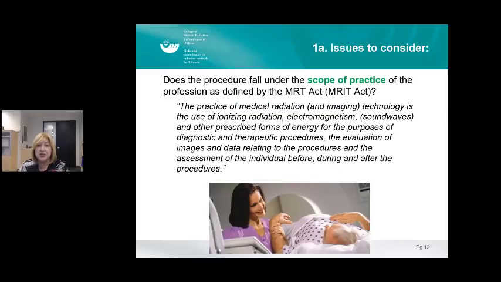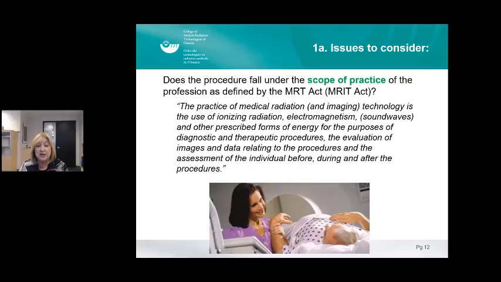So the first issue to consider under this item is, does the procedure fall under the scope of practice of the profession as it's defined by the Medical Radiation Technology Act? And as you know, we have the Medical Radiation and Imaging Technology Act, which we hope will come into effect on January 1, 2019. If it doesn't come into force then, we expect that it will come into force shortly after that, a couple of months later.